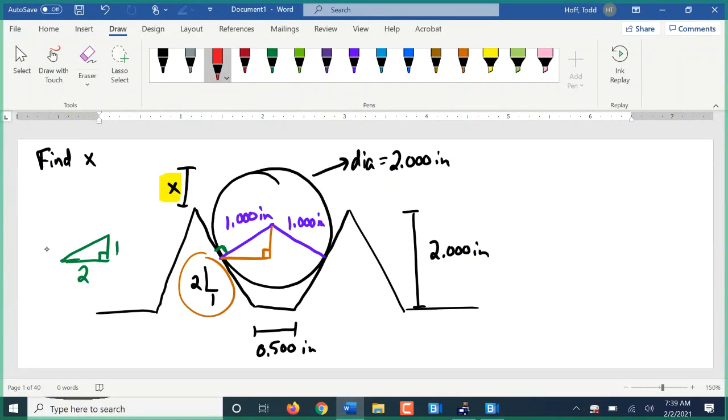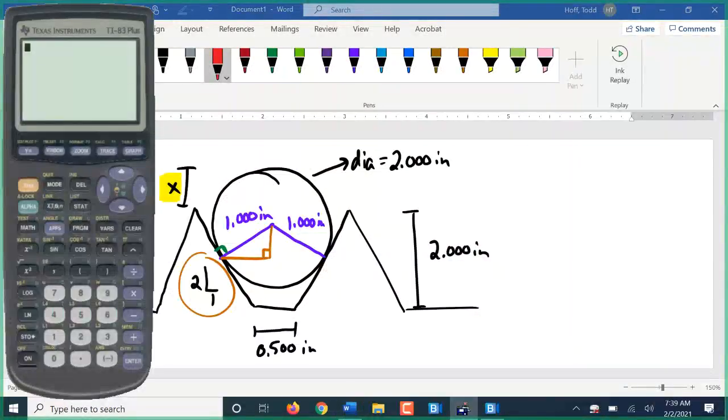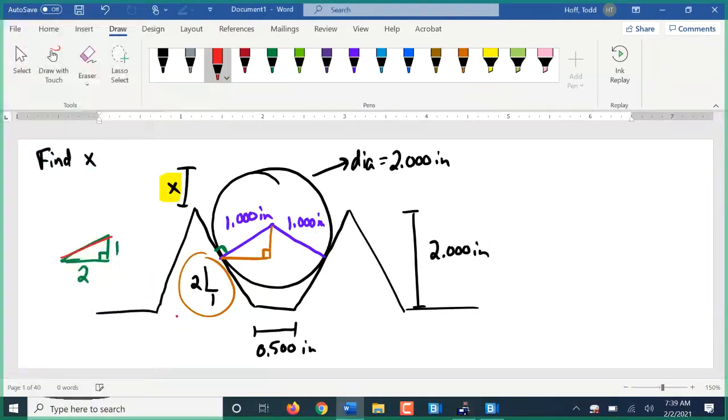So the length of this hypotenuse across here is going to be the square root of 1 squared plus 2 squared, 2.236 inches. So we can use that to find, I'm going to call them dimensions A and B here, on that little triangle we drew.